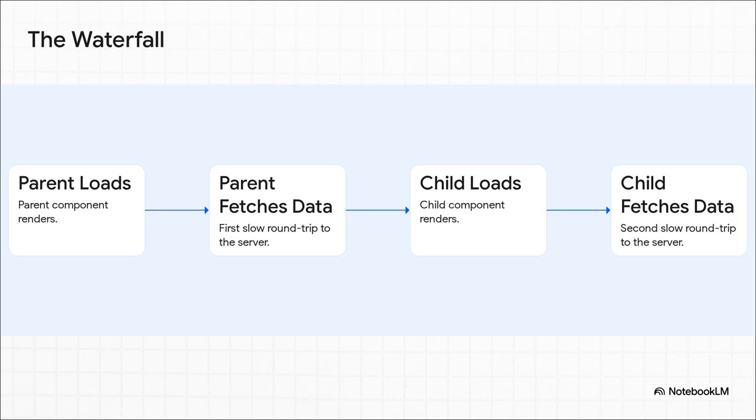So here's how that waterfall works in a classic app. Imagine a page. First, the main component has to load. Okay, step 1. Then, it has to make a request back to the server to get its data. Step 2. Only after that data comes back can its child component even start to render. Step 3. And what does the child do? It makes another trip back to the server for its data. Step 4. Each one of those is a slow, painful round trip over the internet. RSCs just demolish this problem.